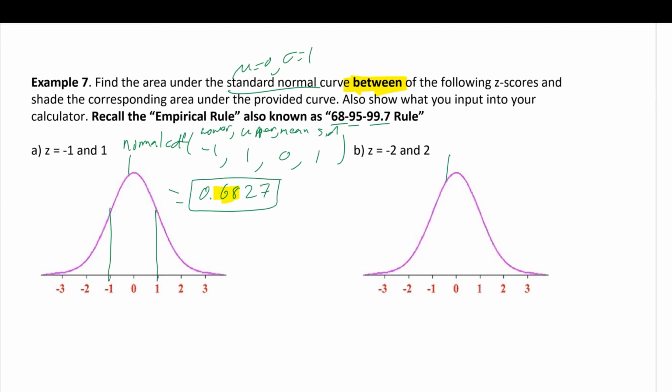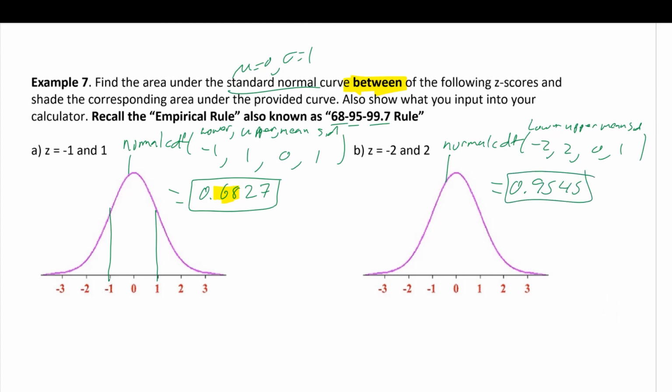Same thing here. Normal CDF, lower, upper, mean, standard deviation: -2, 2, 0, 1. And what do we get here? 0.9545. Okay, so when rounded to 2 decimal places, that's 0.95.